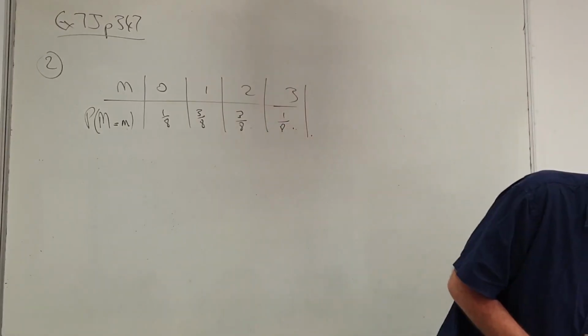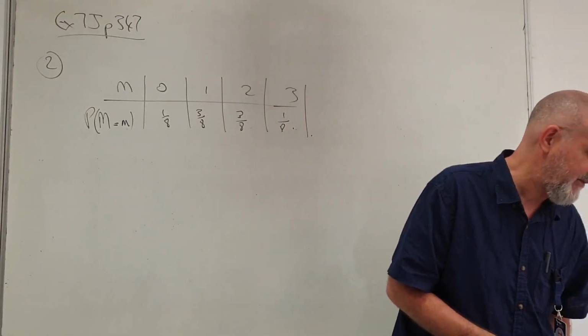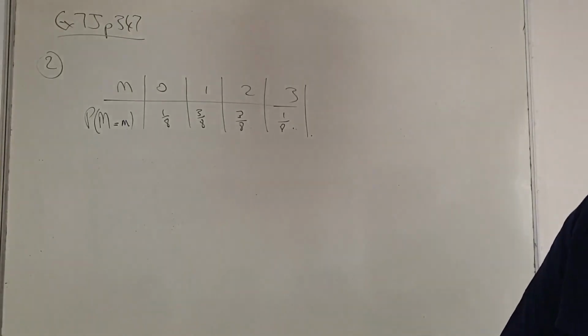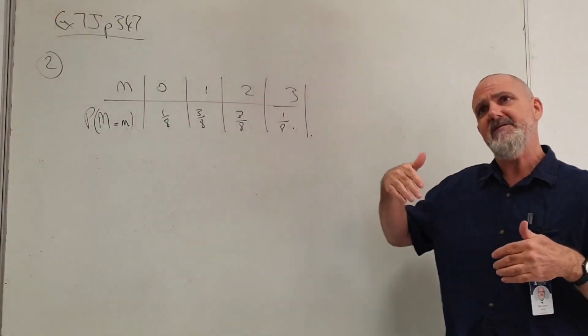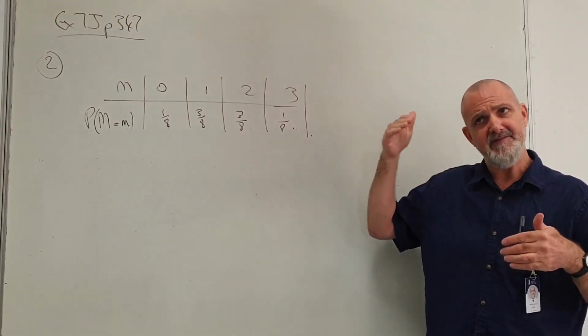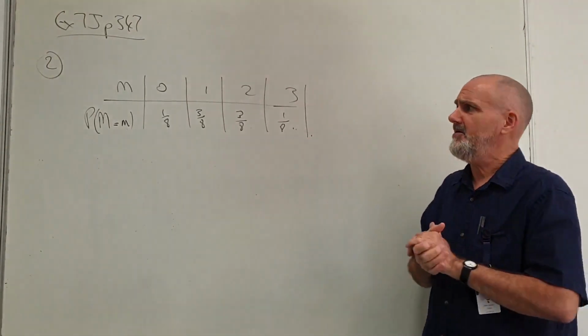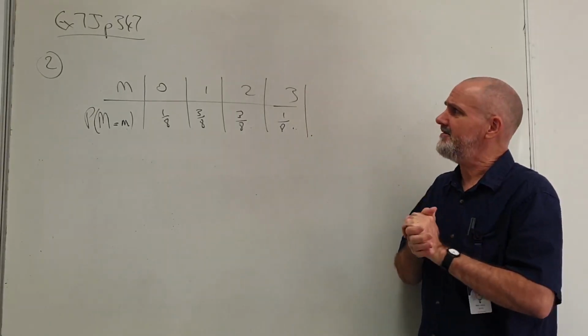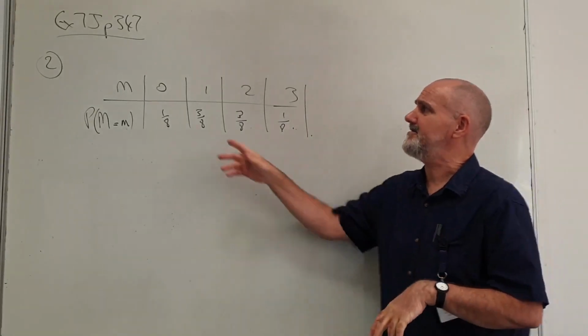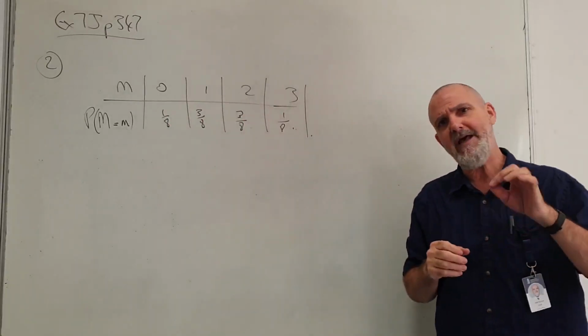Okay, so question 2 is saying, find the expected number of male births in a set of triplets, and we're given the information that the probability of a female being born is 0.5 and the probability of a male being born is 0.5. So we're getting three births, so we've got triplets, and the number of males can be 0, 1, 2, or 3. So just apply your thinking to that.